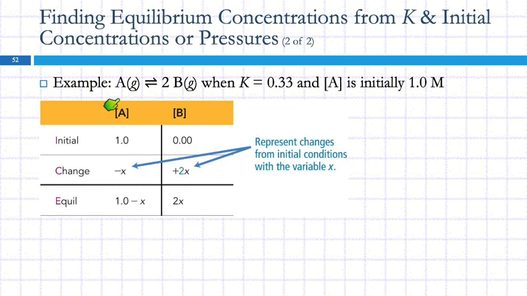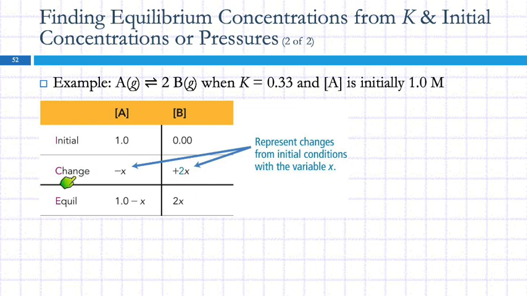So looking at this example where A is in equilibrium with 2B, we're told that K is equal to 0.33 and A is initially 1. So the reactant concentration is 1. If they don't tell us what the product concentration is, we assume that it's 0. And so that's our initial row, ICE, ice.